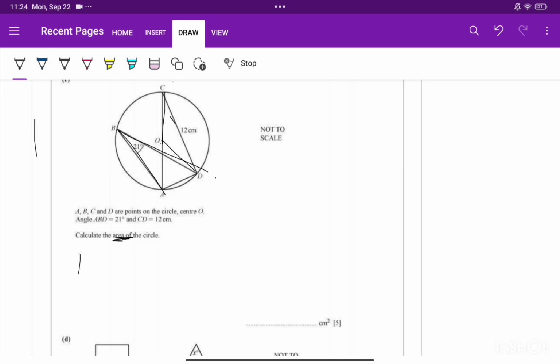So angle AOD could be found by multiplying 21 with 2, which will be 42. So this angle is 42. Okay, so I should erase this off. So this angle is 42.